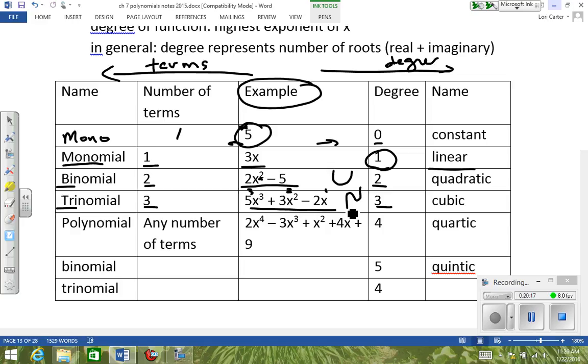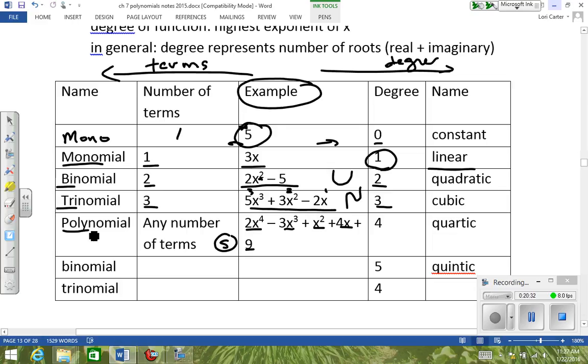Okay, next one. How many terms? 1, 2, 3, 4, 5. Five. So, do we have a name for 5? Poly. So this is any number of terms. This time we have 5. So he's a polynomial.